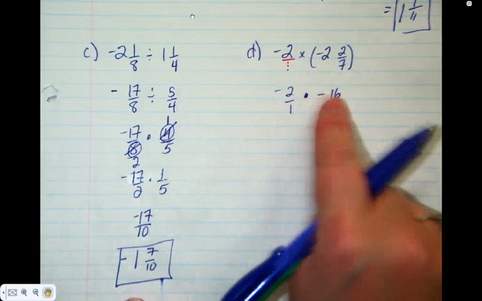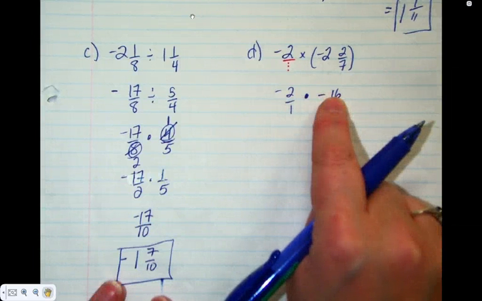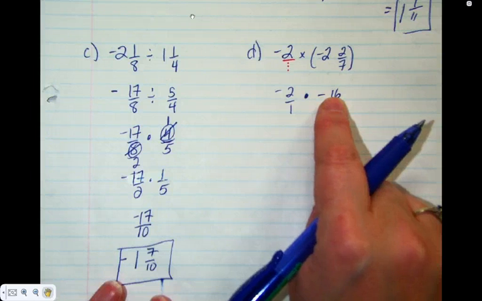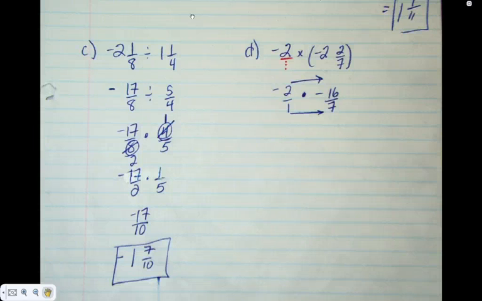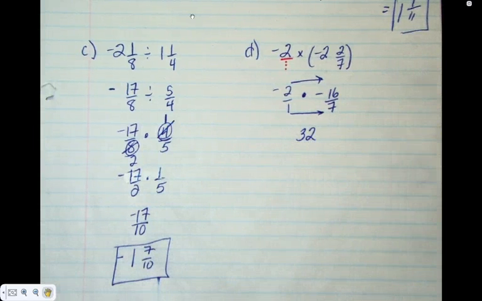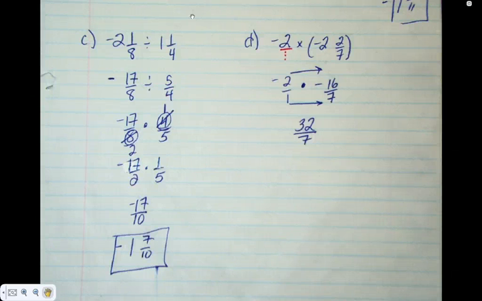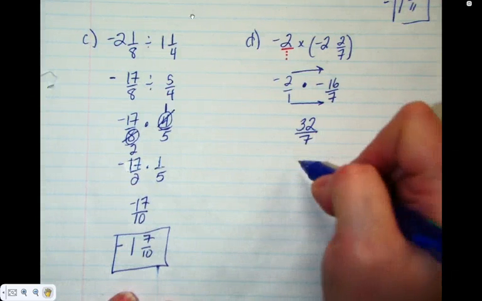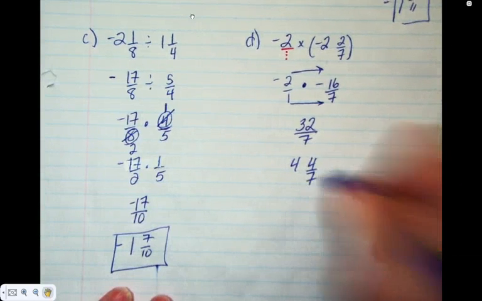Can I reduce 2 and 16? No, why not? One has to be on the top and one has to be on the bottom. So no reduction here, just top times top, bottom times bottom. Negative 2 times negative 16. Why is it positive? You got it. And 1 times 7, 7. Reduce, mixed, 4 and 4 sevenths.